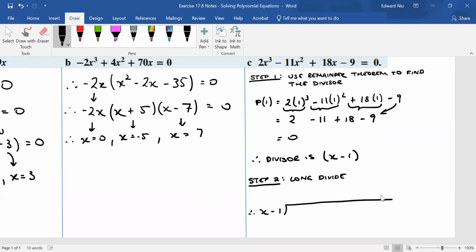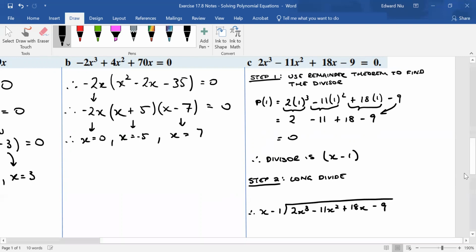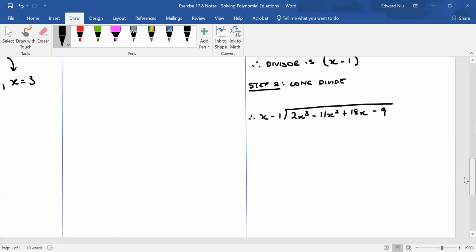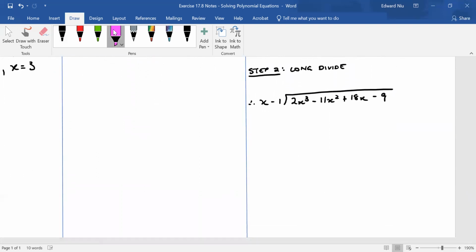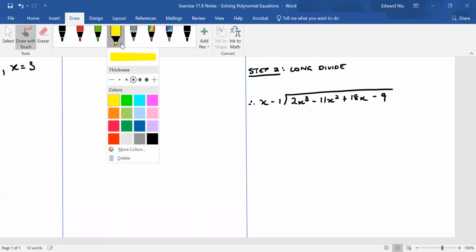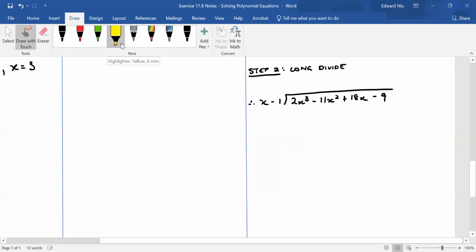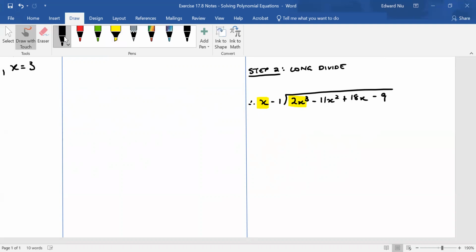That's our divisor. And inside the division sign, we've got our dividend of 2x cubed, take 11x squared plus 18x, take 9. All right, and then we use our steps that I'm sure we're familiar with. Let's start with yellow. We look at just the x's. And we think to ourselves, what is 2x cubed divided by x? This gets us 2x squared.